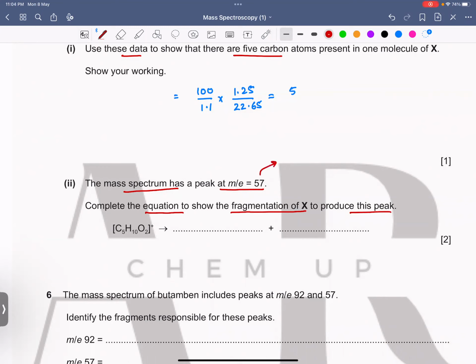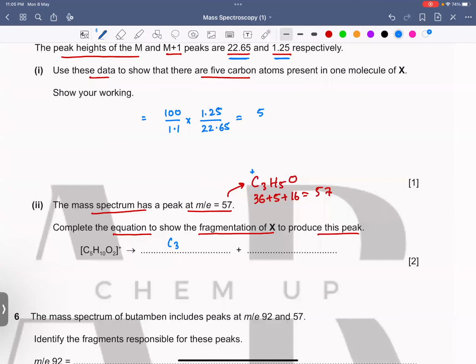So 40, 50, 52, and yes, 57. Very good. So this would be a fragment. The other one would be C2H5, and the second one would be C2H5O.